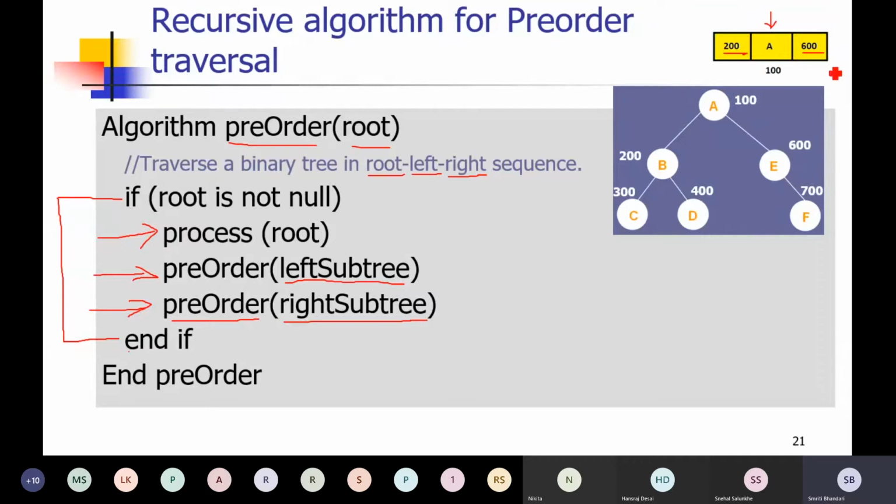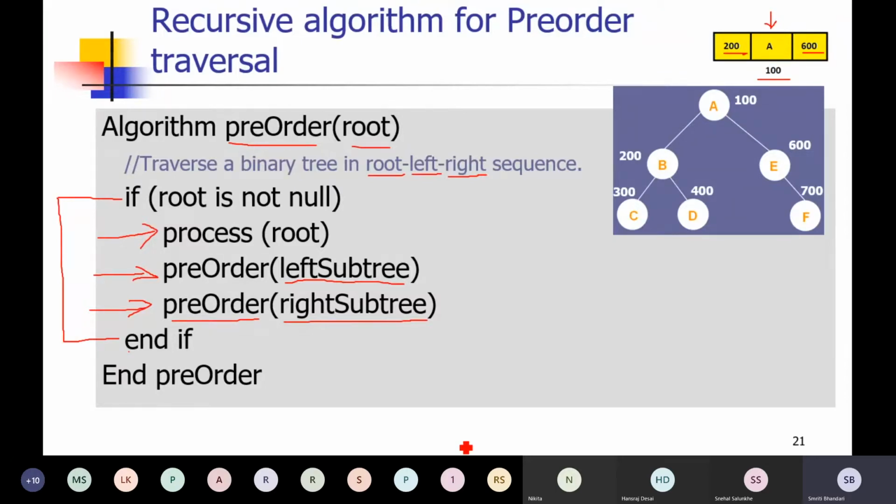So if we look at this node A, the base address of this node is 100, and the left subtree is placed at address 200 and the right subtree is placed at address 600. That is how we are interpreting this node A. Is that clear? Yes, ma'am. Fine.